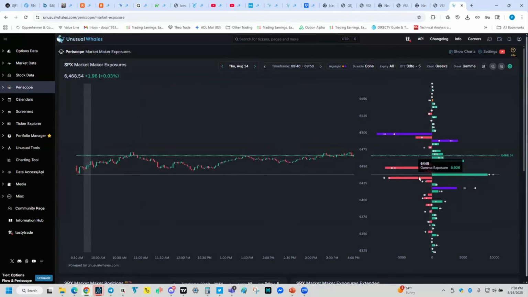And so we opened over here. I know I have this bar here. Now I know that these two are probably part of an iron condor. This looks like a put credit spread. Market maker short, long, customer short.